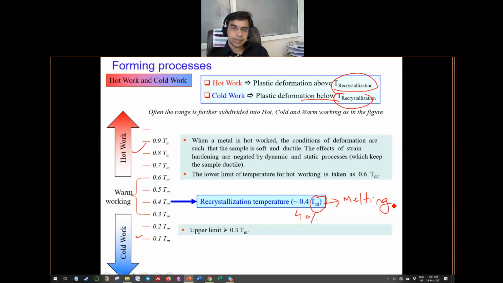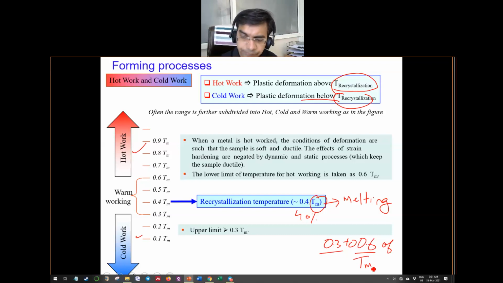So this temperature value is basically in the range. I cannot very accurately say it is 0.3. Generally, it ranges from 0.3 to 0.6 of the melting temperature. This value of recrystallization temperature is very important. If the processing is being done above the recrystallization temperature, it is considered a hot working or hot forming process. If the processing is done below the recrystallization temperature, it is considered a cold working process.